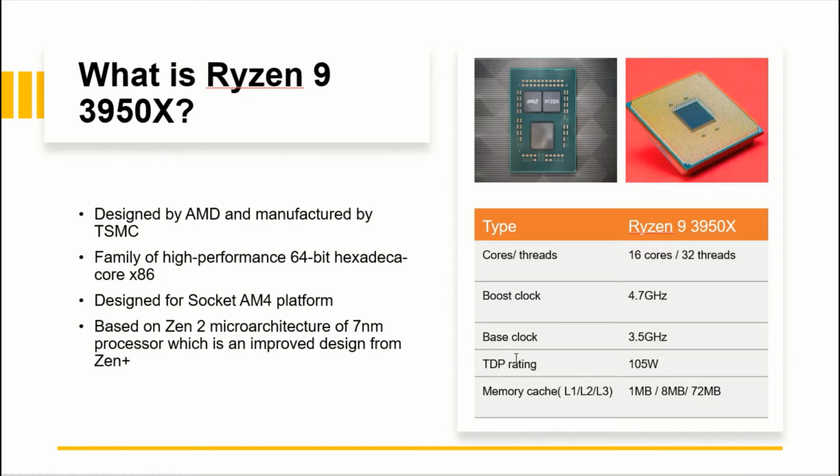Next, the thermal design power, TDP, rating is 105 watts, which means that the power is running at 105 watts. And the memory cache for L1, L2, L3 is 1 MB, 8 MB, and 72 MB.